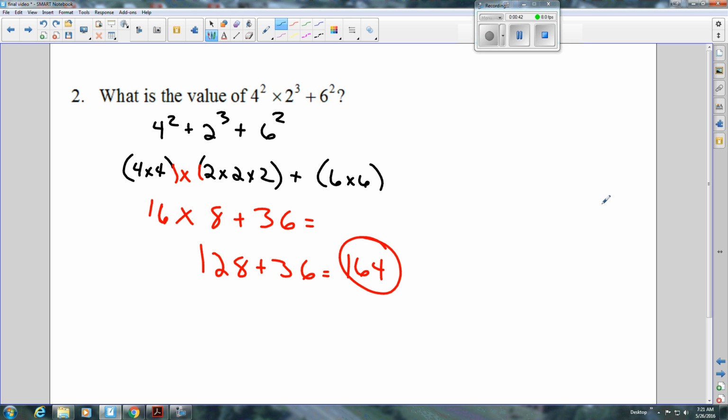Next, what is the value of 4 squared times 2 to the third plus 6 to the second? So I break these down right away and put them into parentheses so that I remember that I have to multiply them out. 4 times 4 is 16, 2 times 2 times 2 is 8, plus 6 times 6 is 36. 16 times 8 is 128, plus 36 is 164. Remember, order of operations.